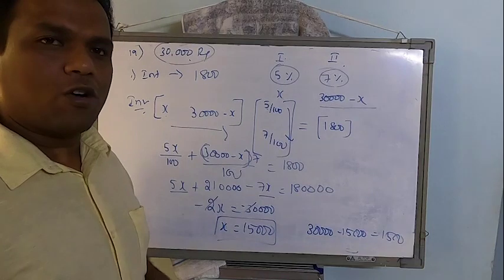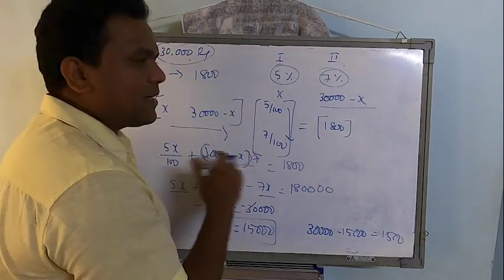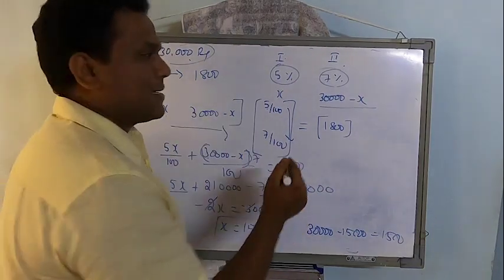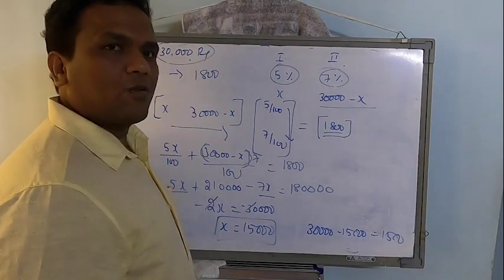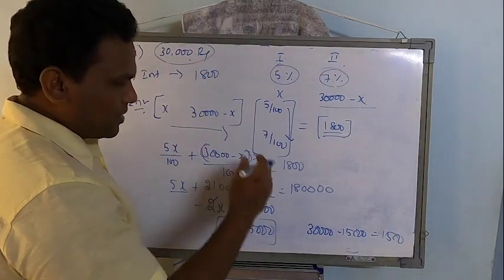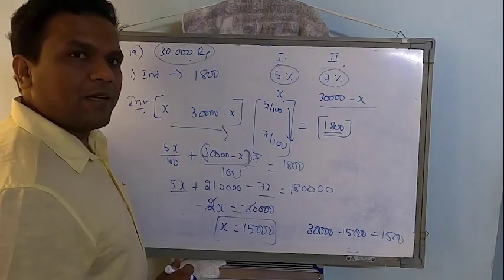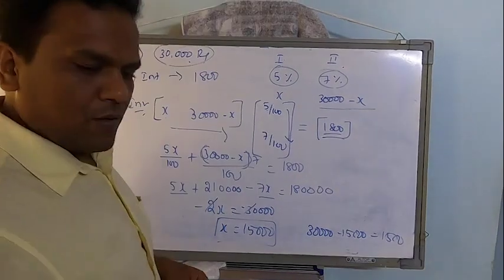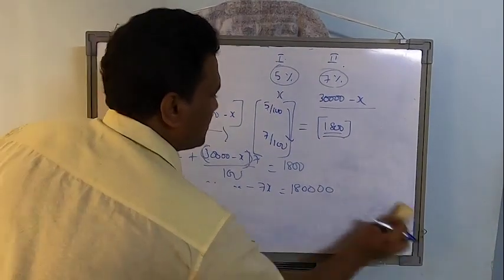So it has to be written in columns. Upon multiplying these two, that will give me the total interest. The total interest should be 1800. So multiply these two, simplify and find out x. The x value will be 15,000. Okay students, so I have one more.